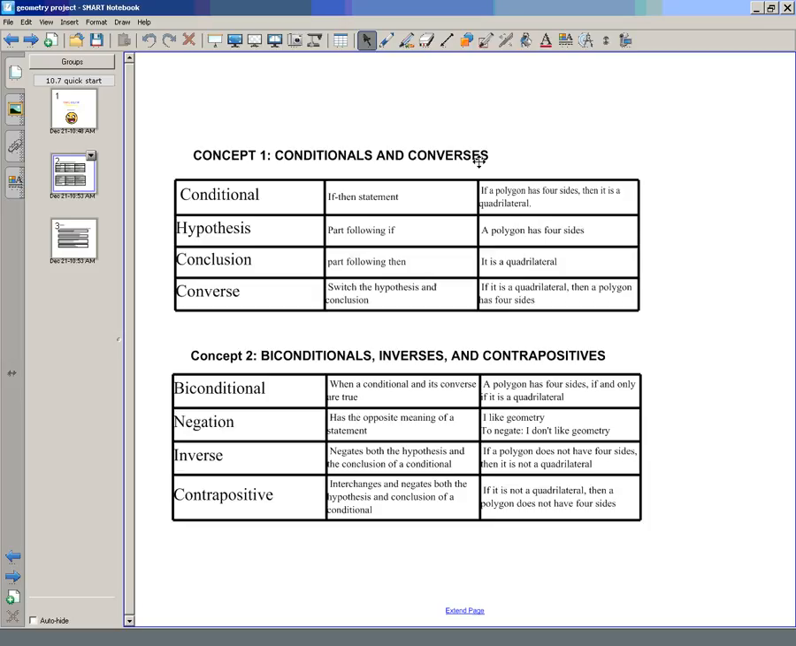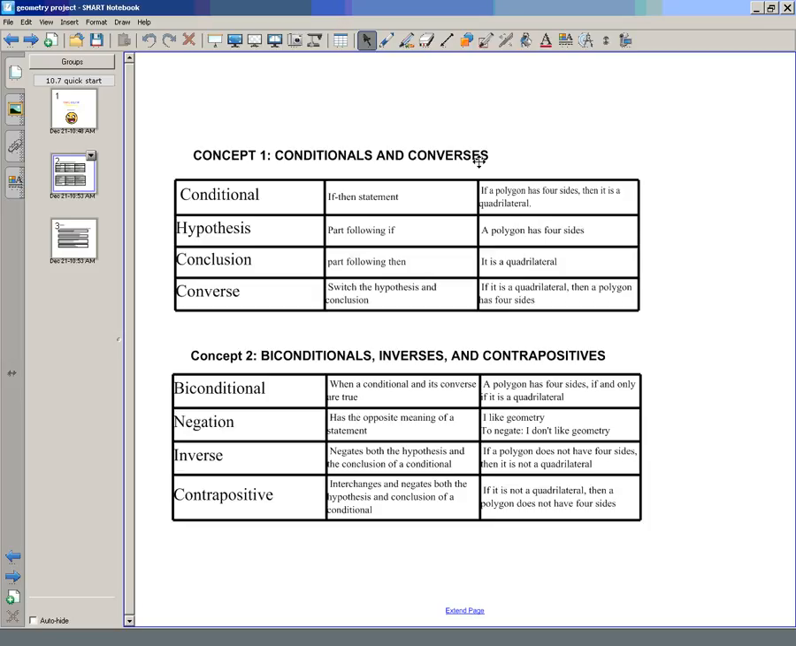A negation has the opposite meaning of a statement. So, an example of that is to say, I like geometry. To negate that statement is to say, I don't like geometry. An inverse is when it negates both the hypothesis and conclusion of a conditional.